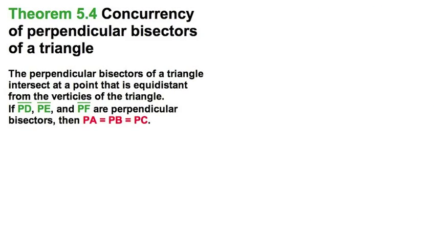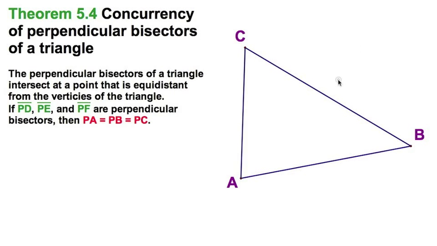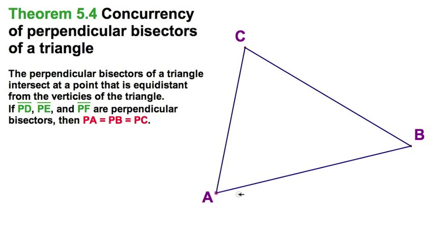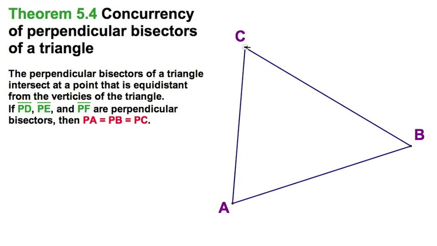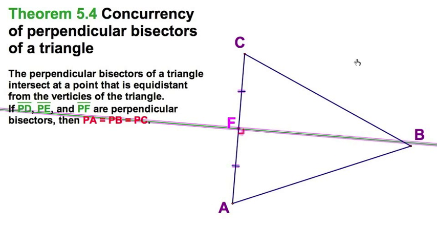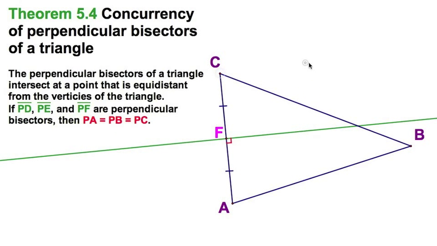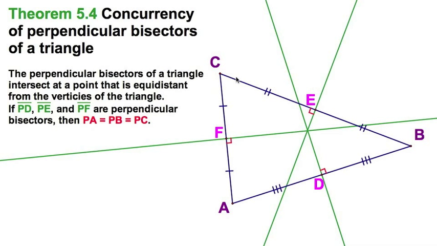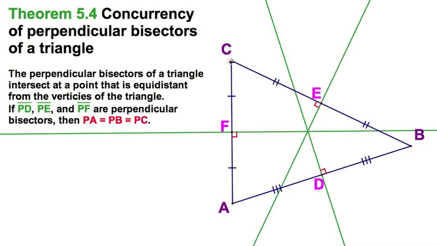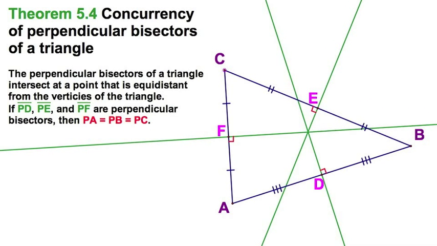Well, here's our first point of concurrency, and we're going to illustrate it with a random triangle. I've got a random triangle ABC right here, and I'm going to start by putting in, say, a perpendicular bisector. There's one perpendicular bisector, there's another. And as we all know, a triangle has three perpendicular bisectors right there. And what do you know? They all meet at a common point.